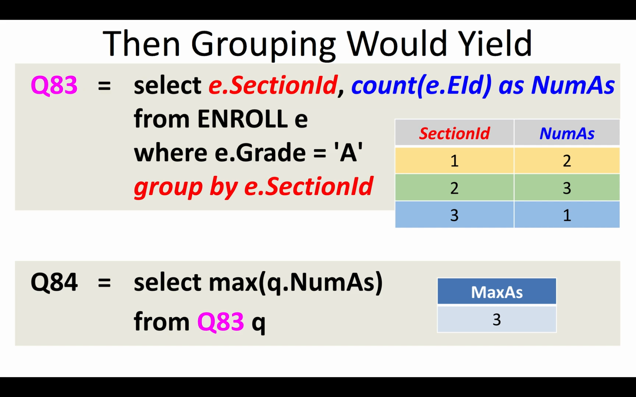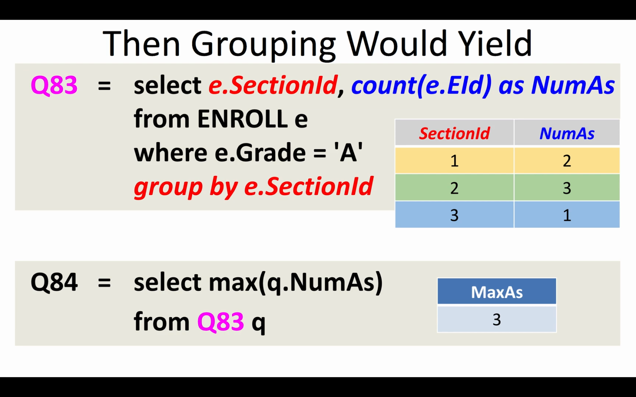Yeah, so the result is this, right? Section 1 got 2, section 2 got 3, and section 3 got 1. Now the result of that is I'm putting in 83. See that, either with a view or with a nested query, or an inline view, however you want it. I'm then using, notice that I'm doing an aggregate on the number of A's.